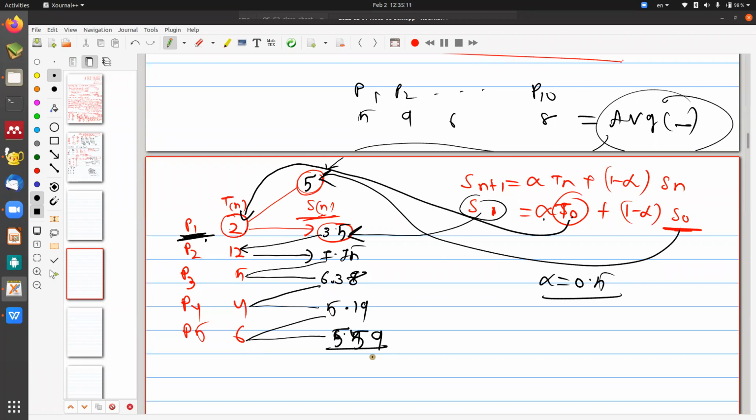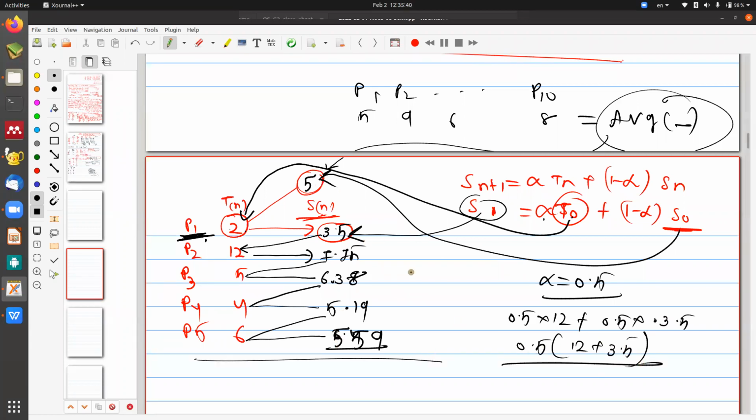Sir, 3.5 plus 12 will be 15.5, right? This is 15.5 by 2, no? Because you are calculating like this. This 12 is the actual, so 0.5 into 12 plus 0.5 into 3.5. Got it now? Okay, so this is nothing but 0.5 into (12 plus 3.5). Just for the calculation, the simplest calculation, I did it like this.